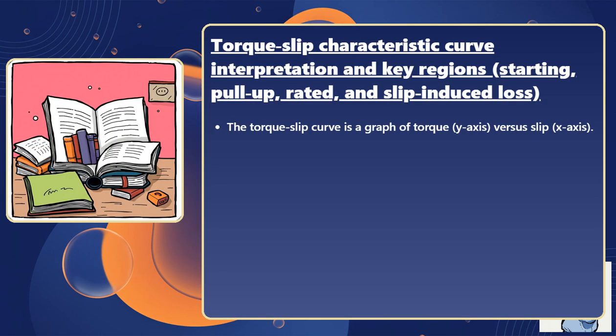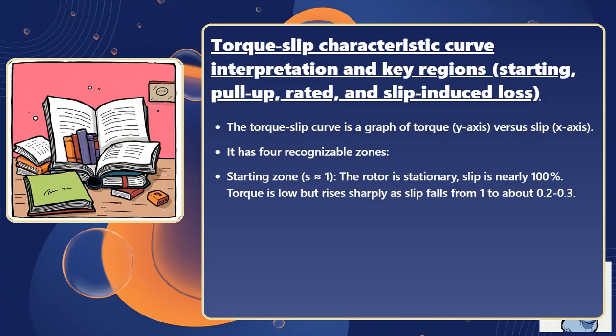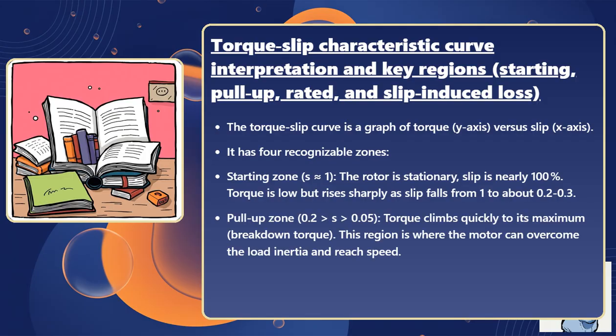The torque-slip curve is a graph of torque on the y-axis versus slip on the x-axis. It has 4 recognizable zones. Starting zone: slip approximately 1, the rotor is stationary, slip is nearly 100%. Torque is low but rises sharply as slip falls from 1 to about 0.2 to 0.3. Pull-up zone: slip between 0.2 and 0.05.